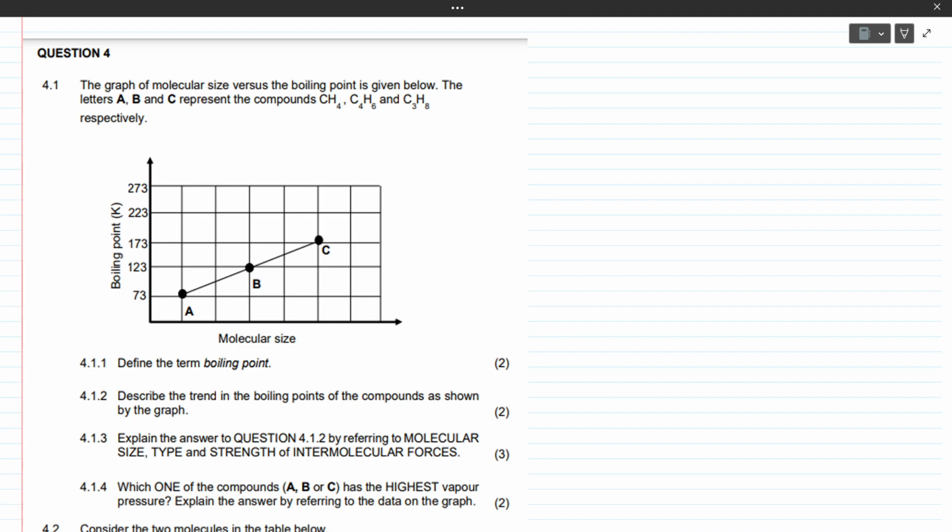Okay, 4.1 is asking you to define what boiling point is. That's 4.1.1, and the definition which I'm going to read out is, it's basically when the vapor pressure of a substance is equal to the atmospheric pressure.